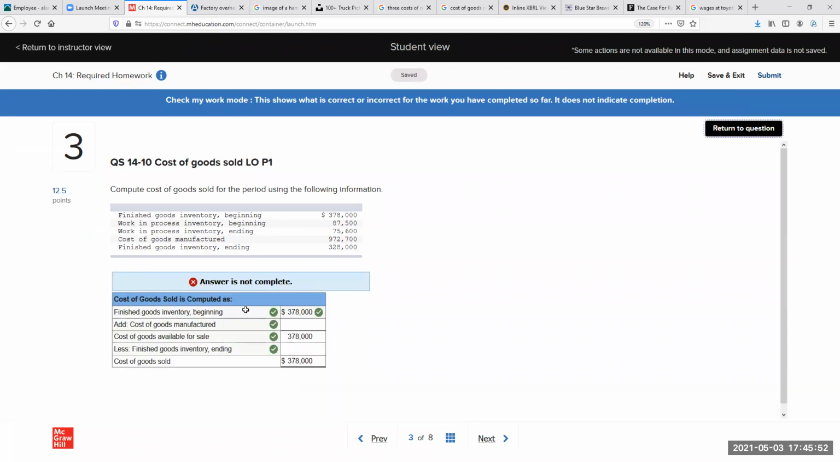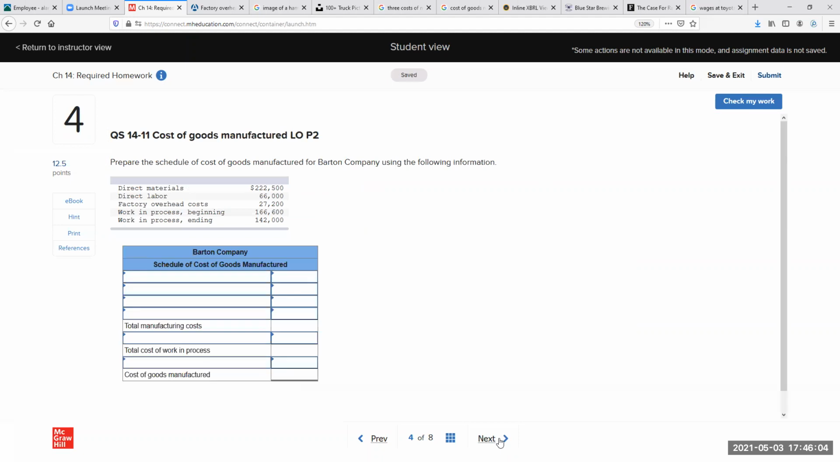How many vehicles we have, how much manufacturing do we have, total available less what you have at the end. Okay, let's try number 4.